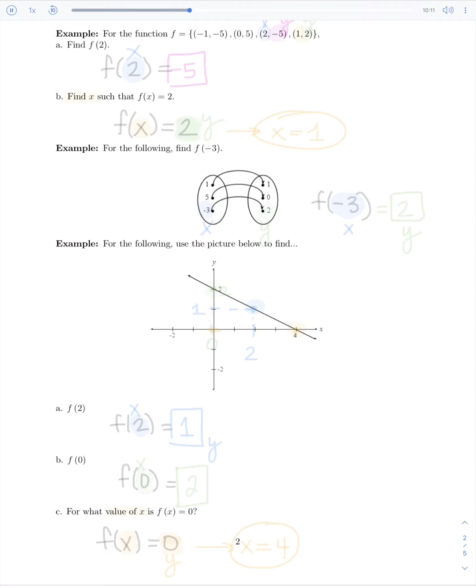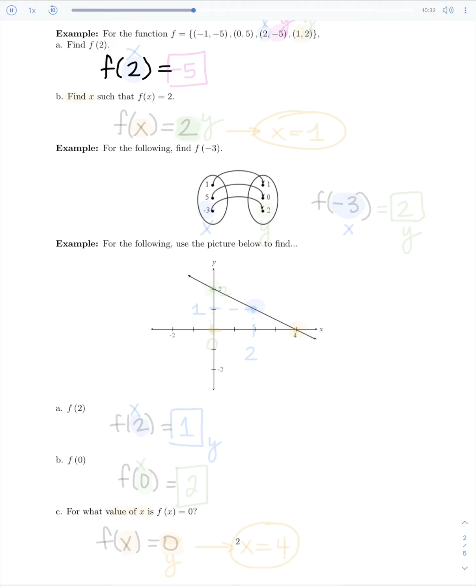Let's look at a few more problems. On this second page, we've got a function f. It's listed out. It's just a bunch of points. And we're told to find some different values. So on this first one, we're told to find f of 2 and figure out what that equals.